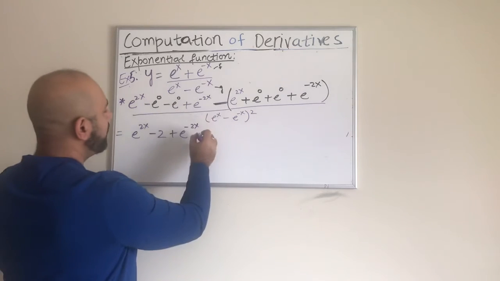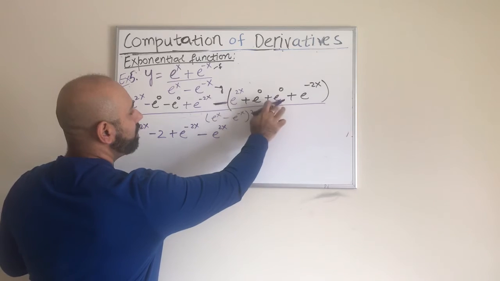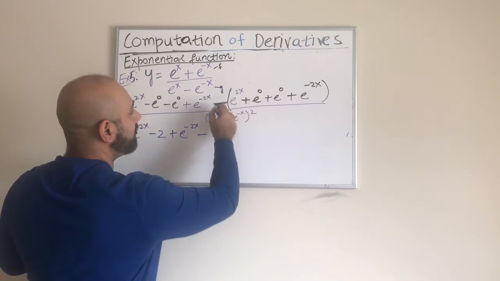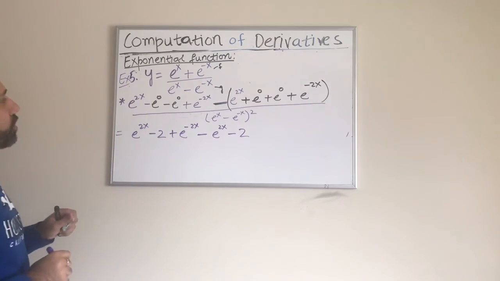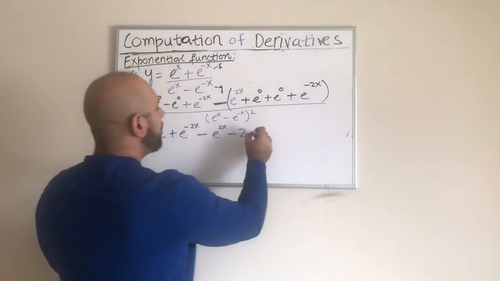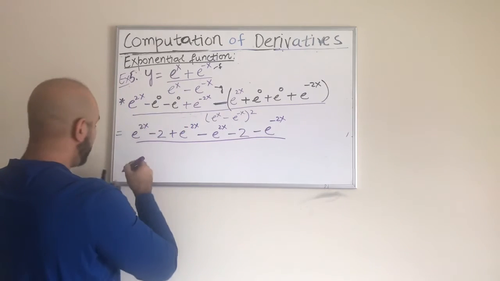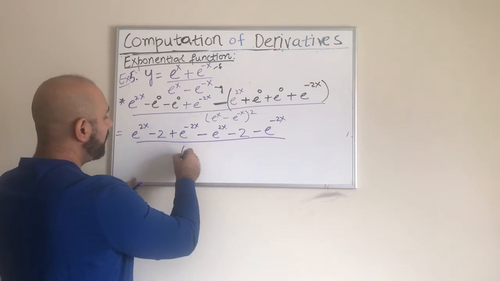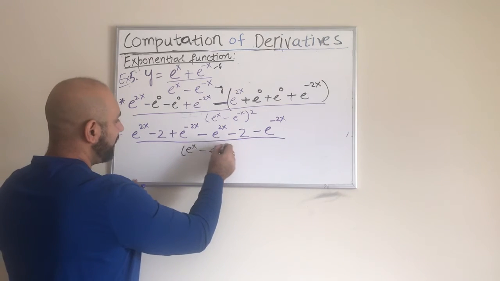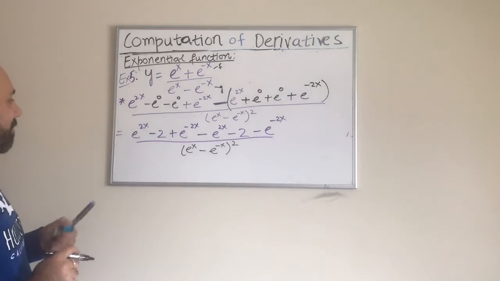Then we are going to distribute this negative, so it's minus e to the power 2x. And guys, this e to the power 0 is 1, and 1 plus 1 is 2, but negative times that positive is negative 2, right? Negative 2. And then the last term is also going to be minus e to the power negative 2x. Guys, I still have to divide this whole thing by the square of the denominator, which is e to the power x minus e to the power negative x, whole square. There's a lot of steps, but guys, I want you to see how to simplify these things.